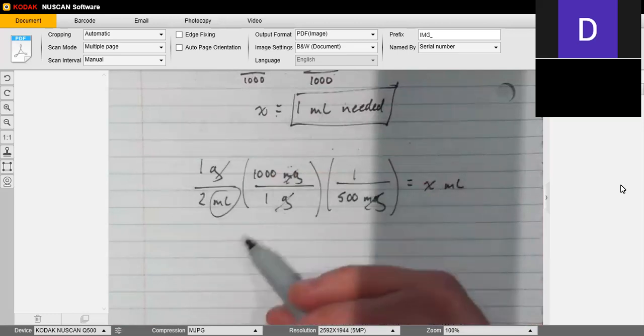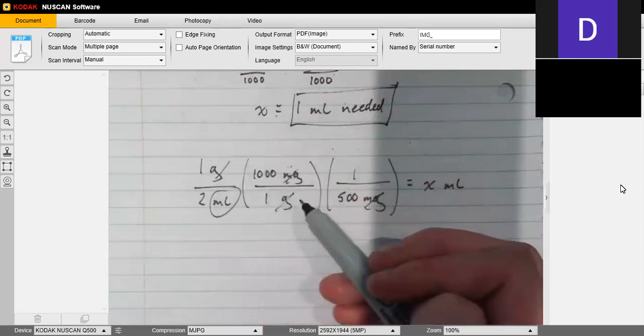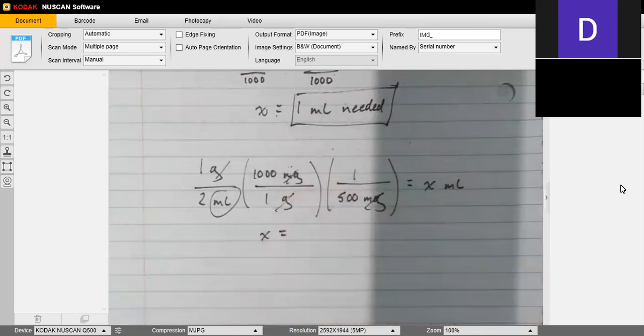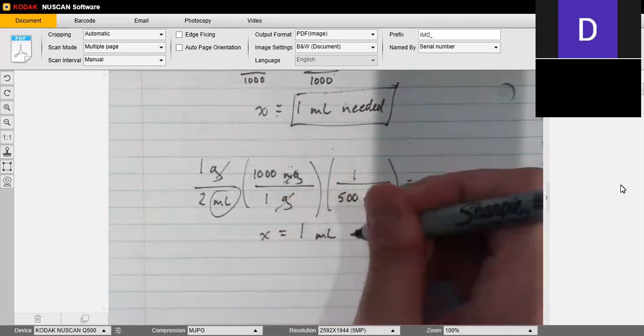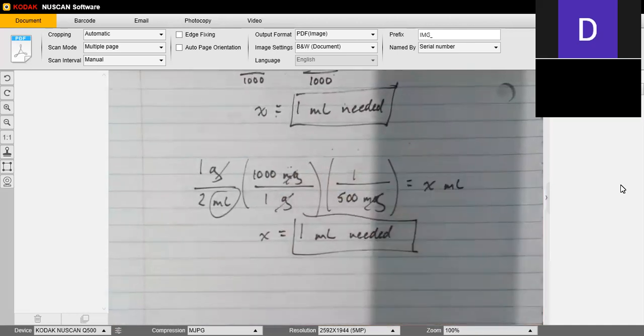So all we have to do is multiply 1/2 times 1,000 times 1/500. When you multiply all that out, it all cancels to 1 milliliter needed. So we get the same answer, just through a slightly different method.